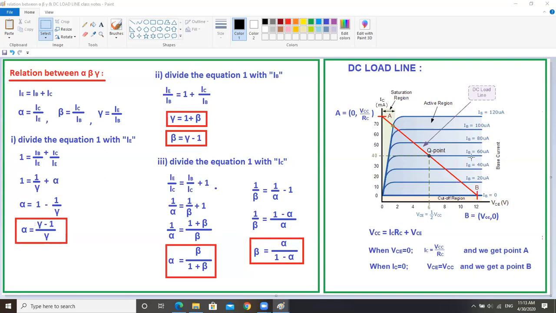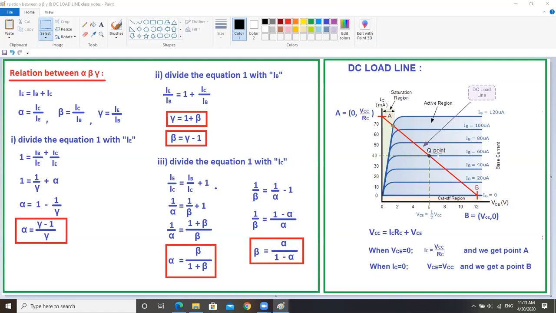Once again I'm repeating: the operating point or quiescent point is defined as the intersection point of the DC load line and the common emitter configuration output characteristics. Now this is a quiescent point, and this is also one more quiescent point. These are all your quiescent points. Now see here.